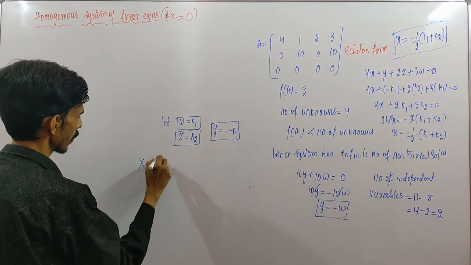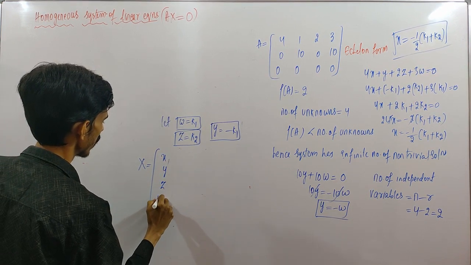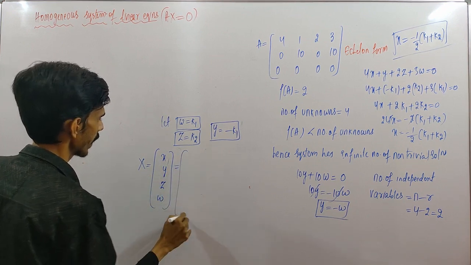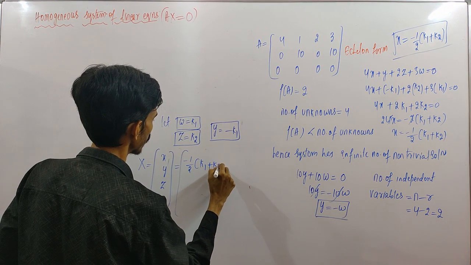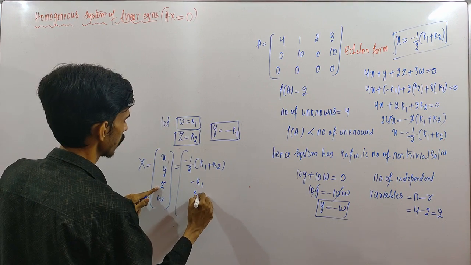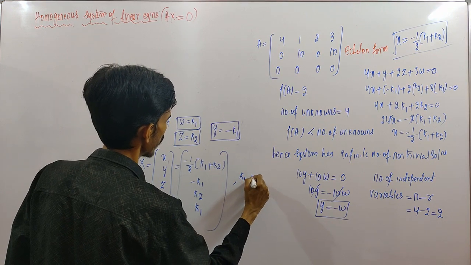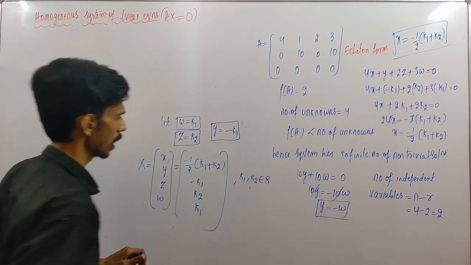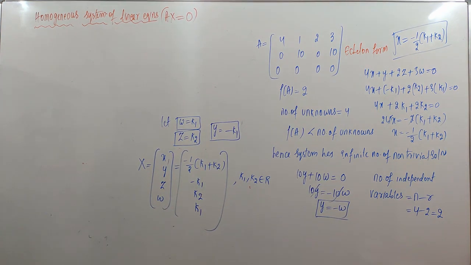Hence the vector x, y, z, w has x value minus 1 by 2 into k1 plus k2, y value minus k1, z value k2, w value k1. Here k1, k2 belong to the real numbers. So for different values of k1 and k2, we get different solutions. So infinite number of solutions exist for this system of homogeneous equations.